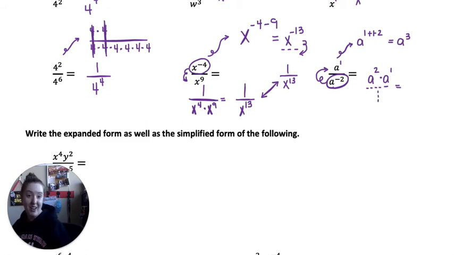So then we add our exponents and end up with a cubed. So whichever way you think about it, you're going to end up with the same value.